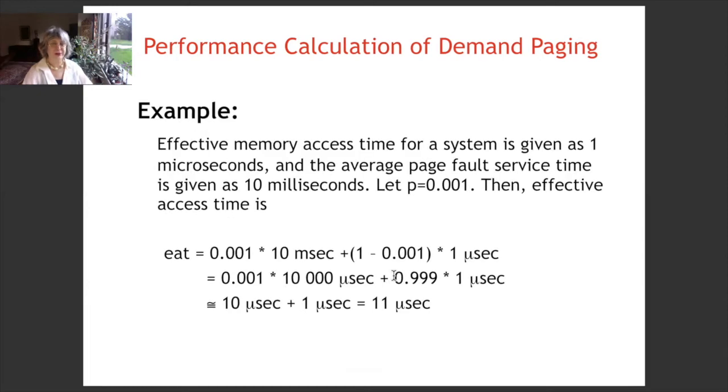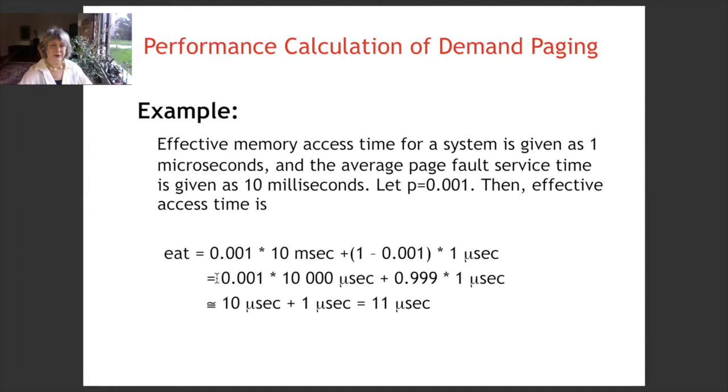Here is an example. Effective memory access time for a system is given as 1 microsecond, and the average page fault service time is given as 10 milliseconds. Let the probability of page fault to occur be 0.001. Then effective access time is P multiplied by the page fault service time, which is 10 milliseconds, plus 1 minus P multiplied by effective memory access time.